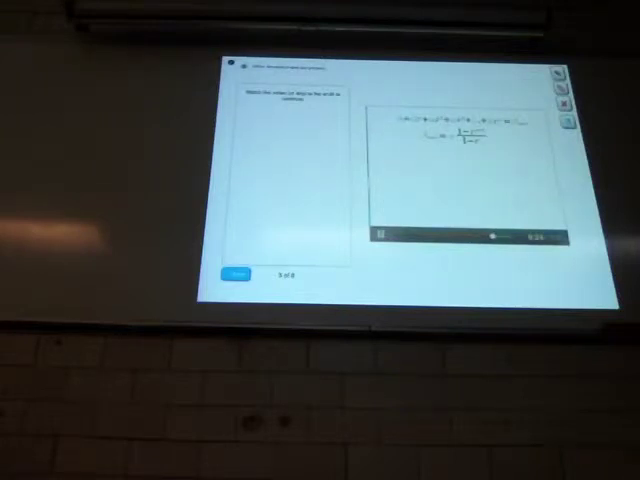Let's look at a second example, one that behaves a little differently. Can you find the sum of this geometric series?